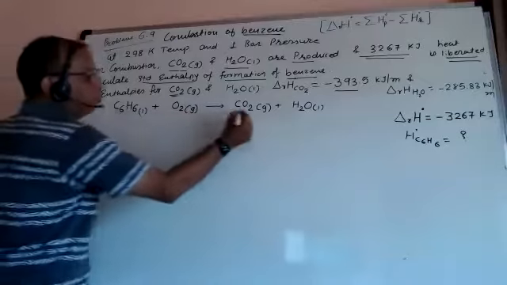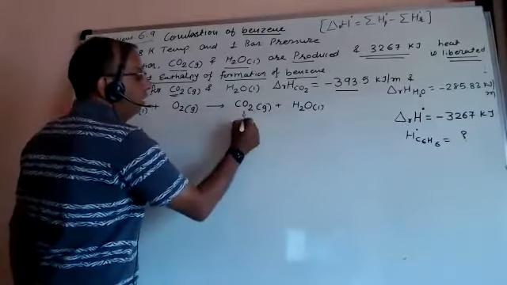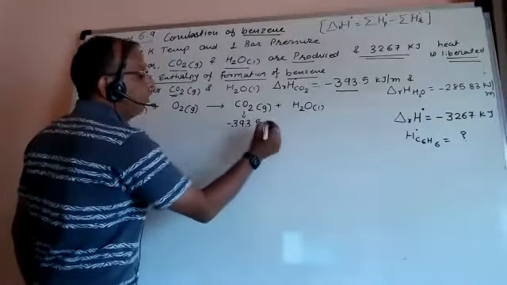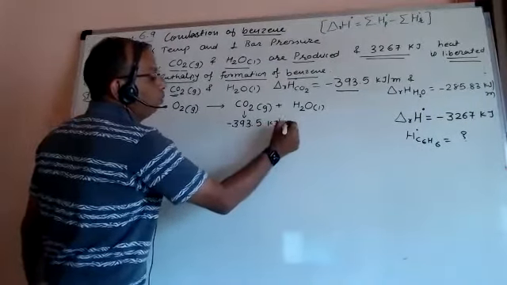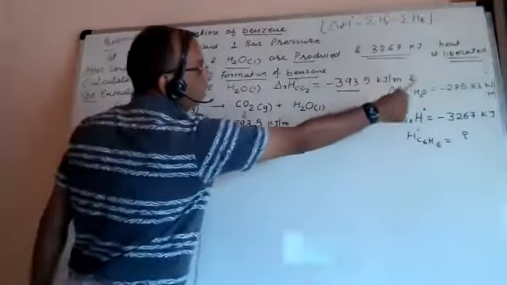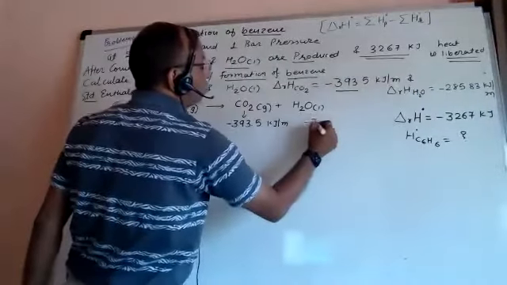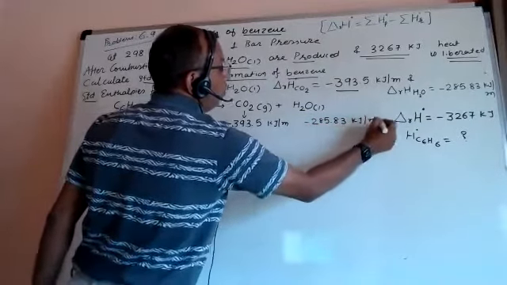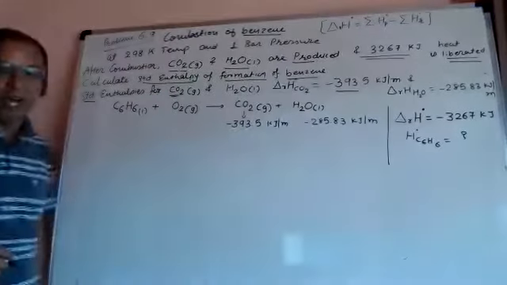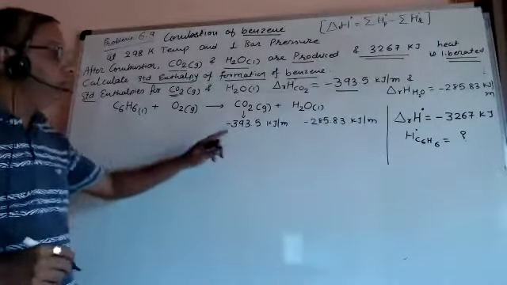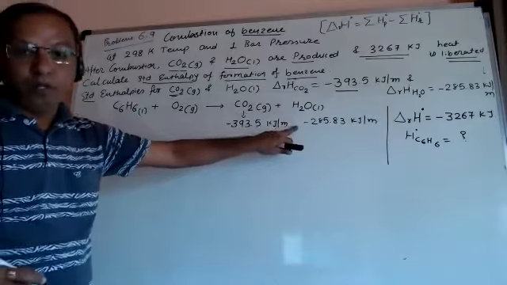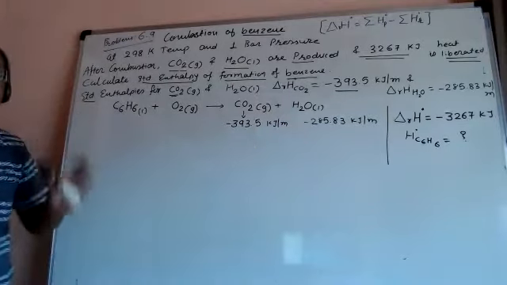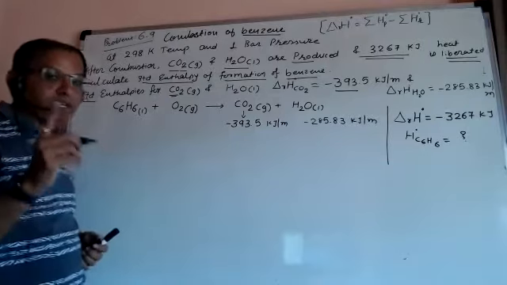So for carbon dioxide, friends, it's 393.5, and that is negative, kilojoule per mole. And for water, friends, it is given as minus 285.83 kilojoule per mole. So this is the given data. Still, this is not completed. Values for both the compounds are written here, but our reaction is not balanced. So we must balance the reaction first.